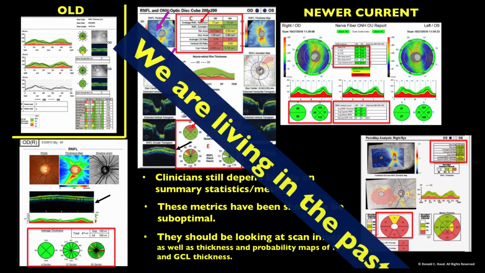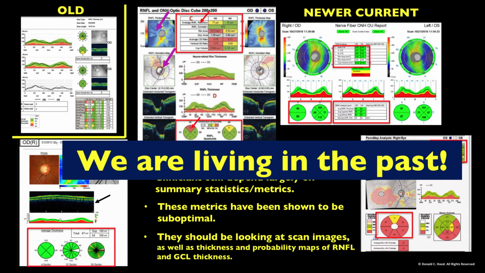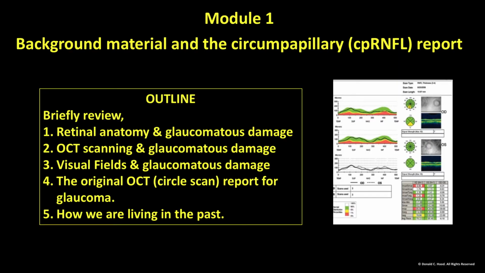Right? So I'm going to argue we're living in the past. We're still doing things as if we had the old time domain machine. We're looking at metrics instead of looking at images, and we're making use of these pie charts instead of looking at not only the image, but I'm going to try to convince you later, looking at thickness and probability maps, and more about that in subsequent lectures.